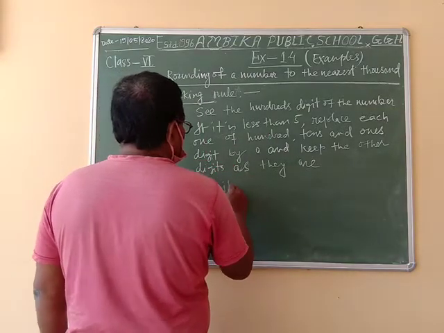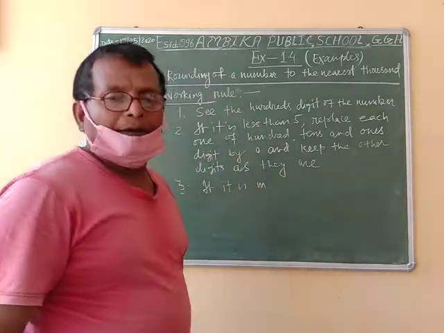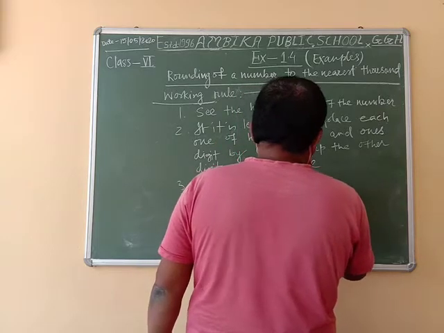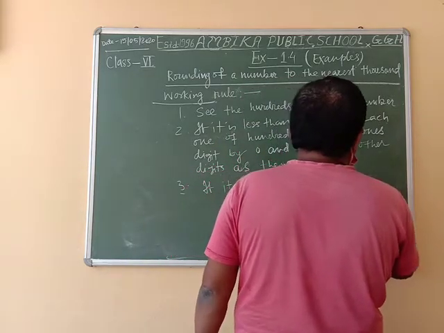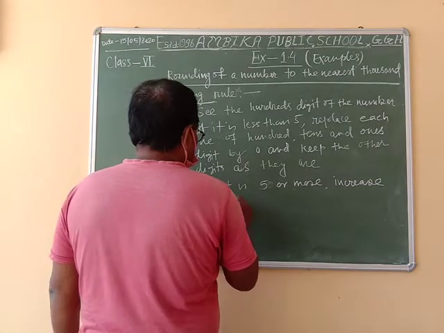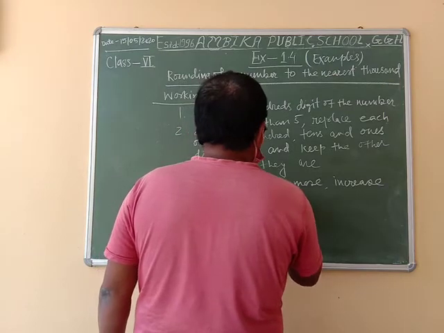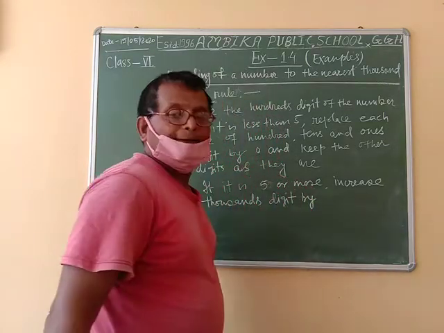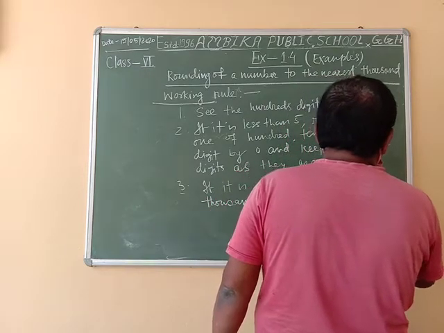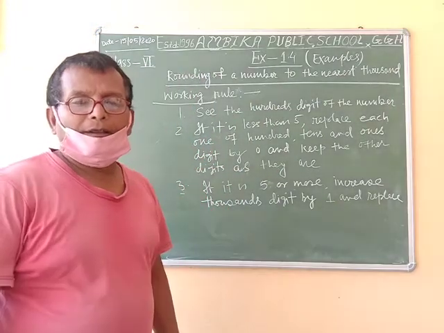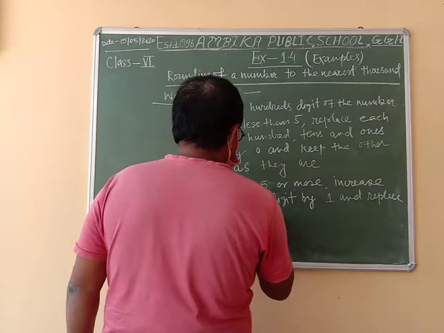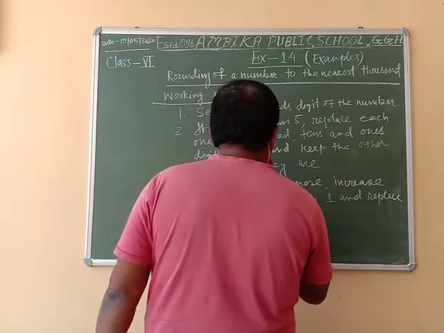If it is 5 or more, increase the thousandth digit by 1, and replace each digit by 0.